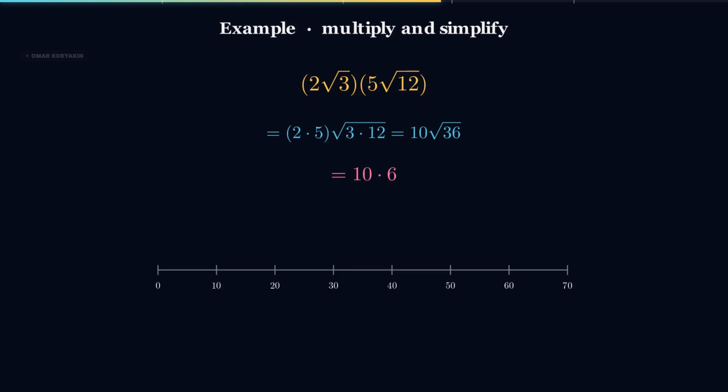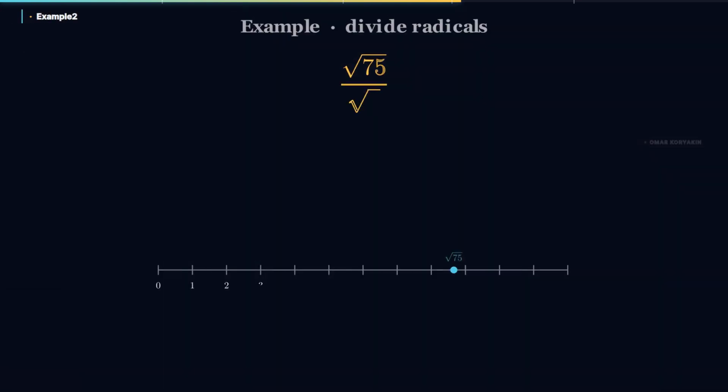The number line below shows the answer at 60, a clean integer result, even though the original expression had 2 square roots in it. Example 2. Divide the square root of 75 by the square root of 3. The square root of 75 is irrational on its own, but when divided by the square root of 3, the radicand becomes a perfect square.